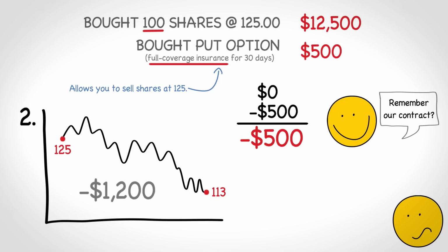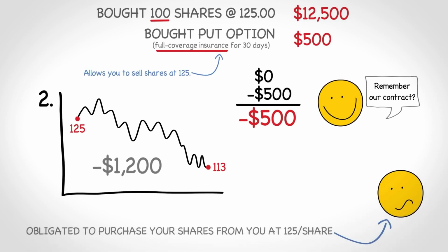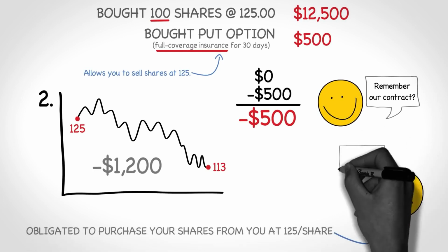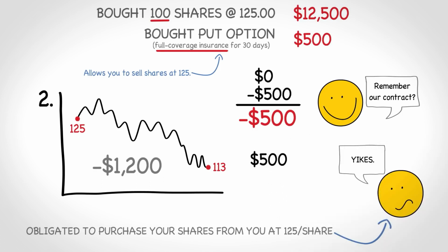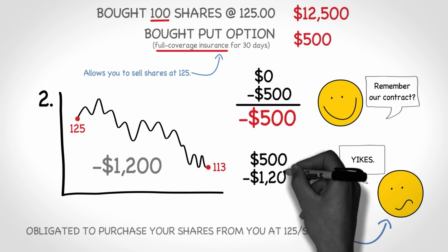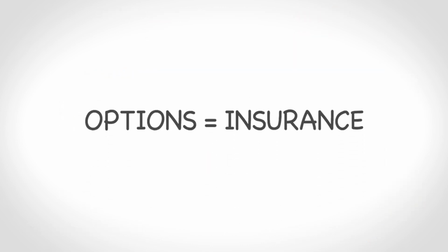Now remember, the person who sold you the option had an agreement with you. They were obligated to purchase your shares from you at $125 per share. So they got to keep the $500 that you paid them for the put option, but they are now sitting on a $1,200 loss on the stock that they own. Now, they can hold the stock and hope it goes back up, or they can sell it at the current market price of $113 for a total net loss of $700. So that's all options are, guys. They're simply insurance for an investor. That's why they even exist in the first place.